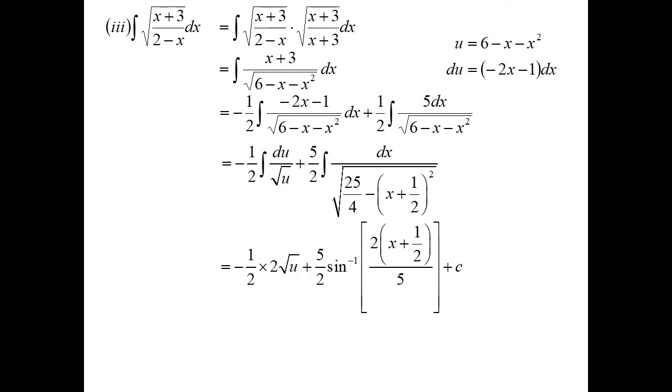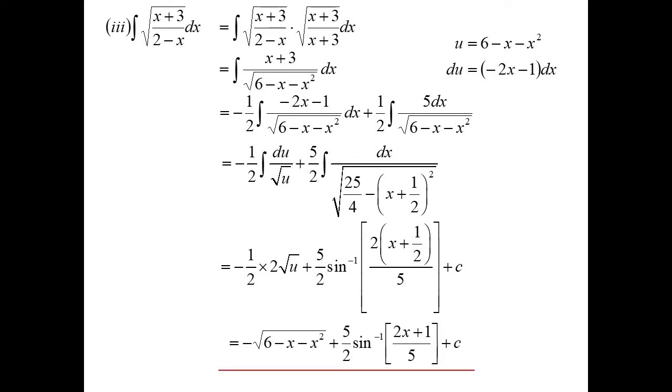So first one, oh, what do you know, 2 root u. Second one, we have an inverse sine situation. So 2 outside of x +1/2 on 5, that looks a bit ugly. So let's multiply the top out. And there we have it. Minus root 6 minus x squared plus 5 on 2. Inverse sine 2x plus 1 over 5 plus a constant. Now we're getting some good integration.